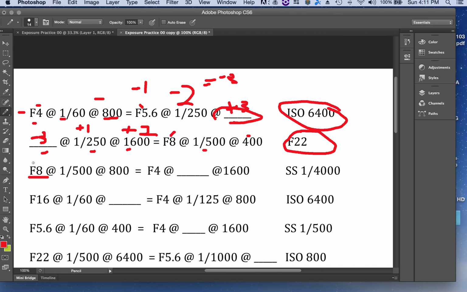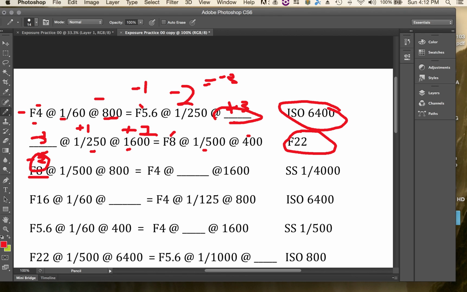f8, f4, less light, right? Less light by a factor of, f4, let's see, f5.6, f8, a factor of 2. Oh, I did that on the wrong side. Always start on this side. So f4 is more sensitive by a factor of 2 than an f8. And then we know our ISO, which is 1600, is more sensitive than 800 by a factor of 1, for a total of +3. So in here, -3.